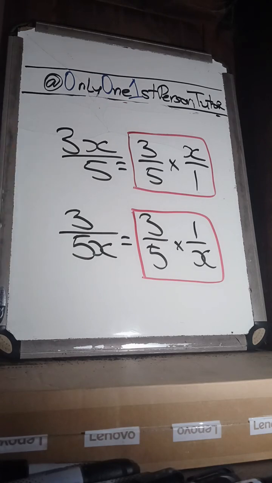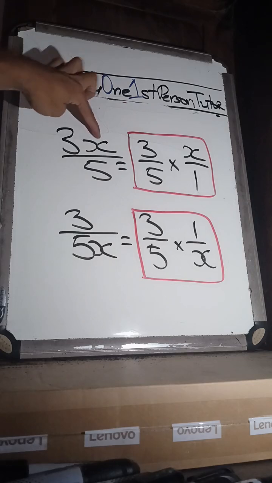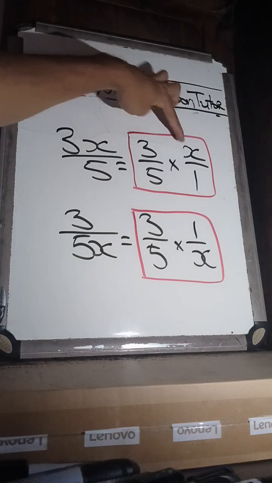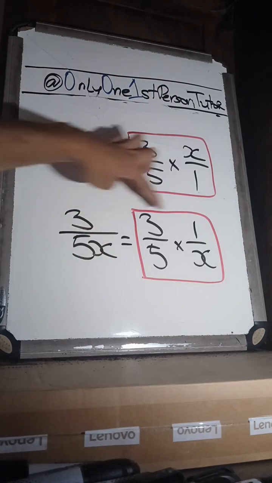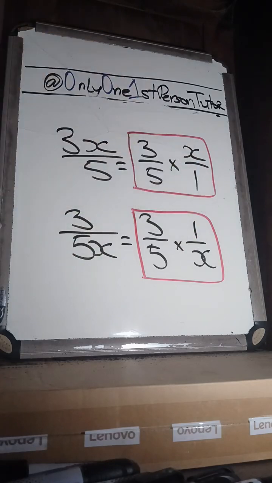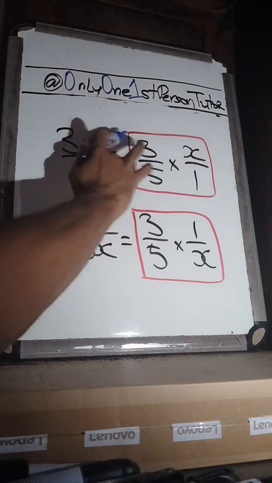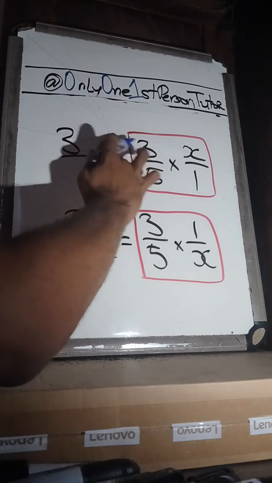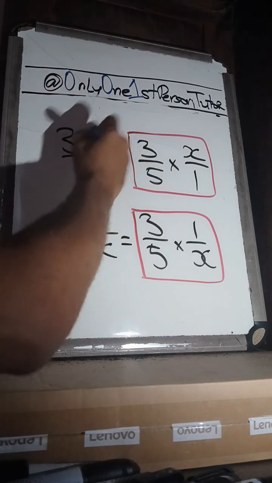These 2 things are very important to know the difference of. So when the x is up here, x over 1. The x is down here, 1 over x. So that's important. Can even color it different.